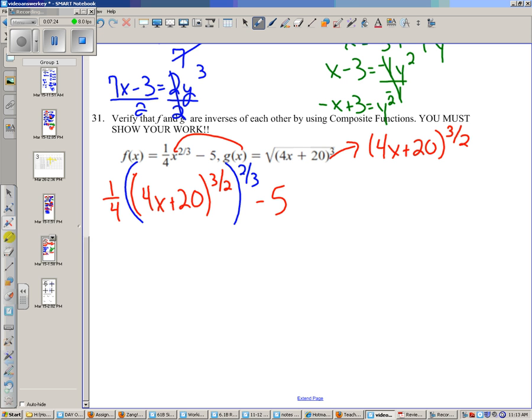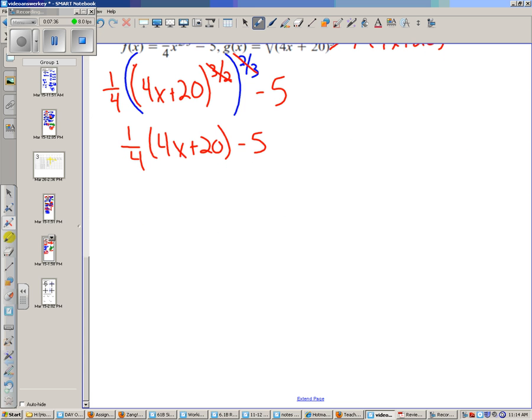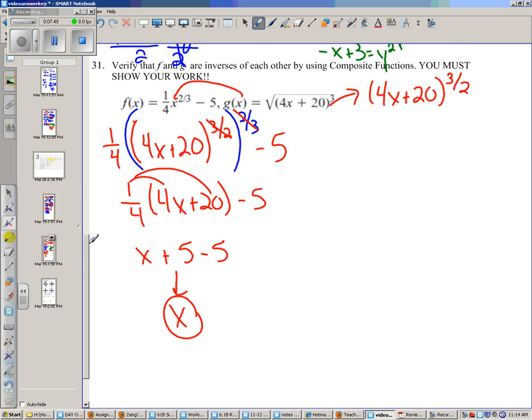And the first thing that goes here, cleaning it up, I'm going to deal with the exponents. They cancel out. Notice I'm writing the next step. I'm not assuming that anyone knows what I'm doing. The next thing I'm going to do is distribute the 1/4. So I get x plus 5 minus 5. And then yes, here I can clearly see that you just get x. But notice all the work that I did to get there.